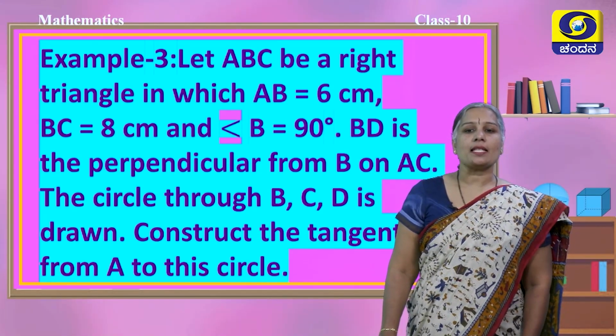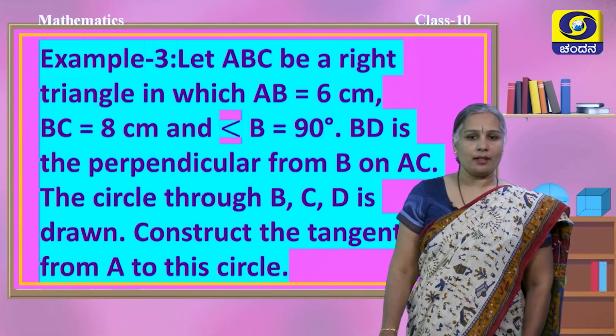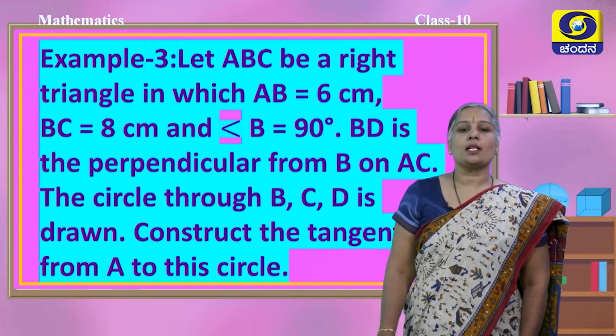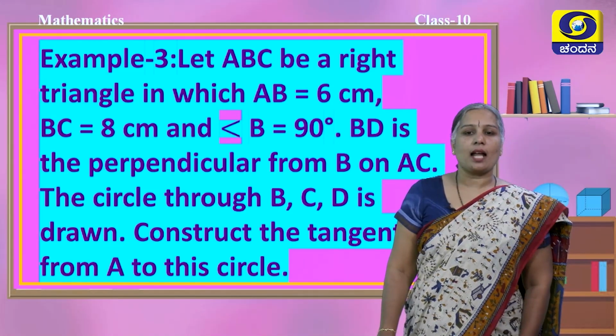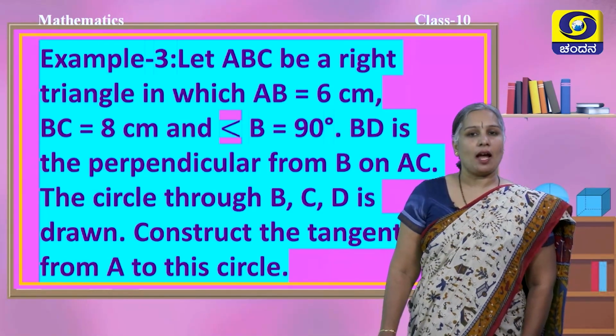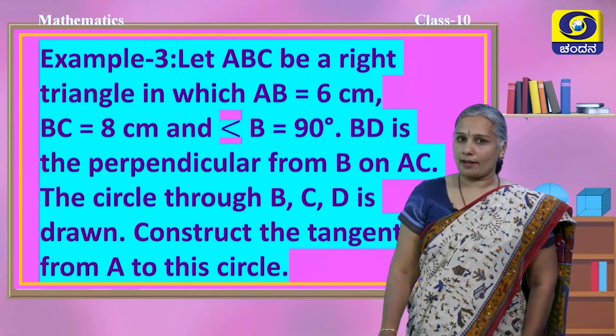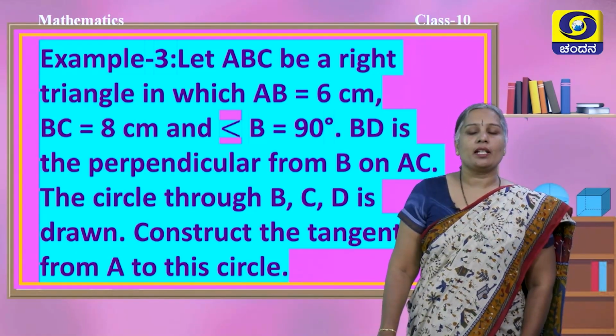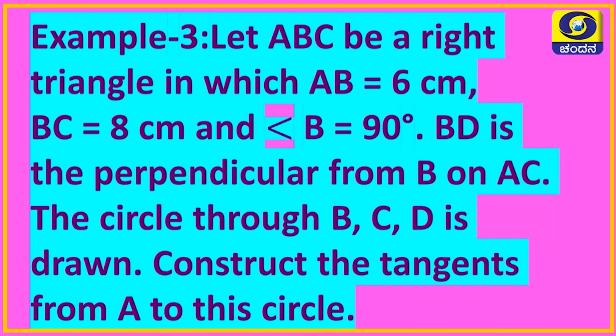Let ABC be a right angled triangle in which AB is 6 cm, BC is 8 cm and angle B is 90 degrees. It means here we have to construct a right angled triangle whose base should be 8 cm and whose height should be 6 cm. You have to create a right angle at point B. Now the right angled triangle part is over.